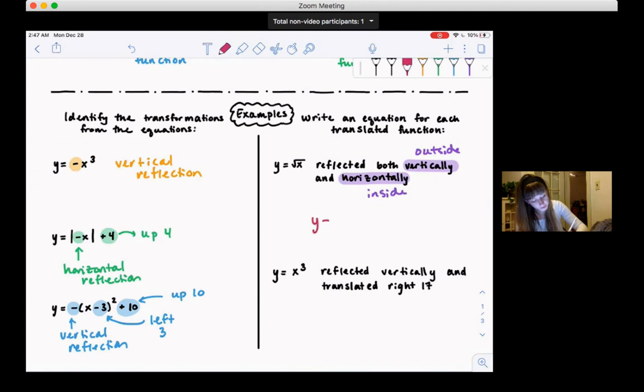Okay, so y equals, outside the function, we need a negative. That's our vertical reflection. Then we have our function, which is the square root. And then inside there, we need a negative in front of the x. That gives us the horizontal reflection. So this is the vertical. This is the horizontal.